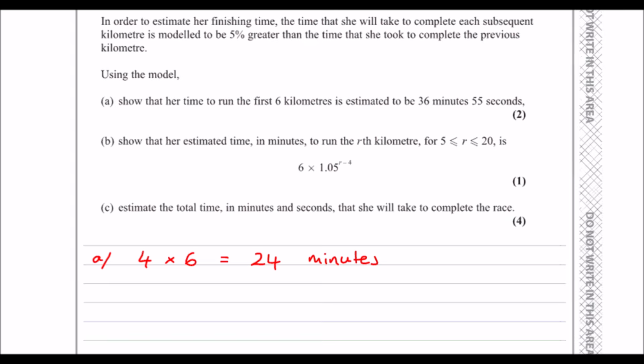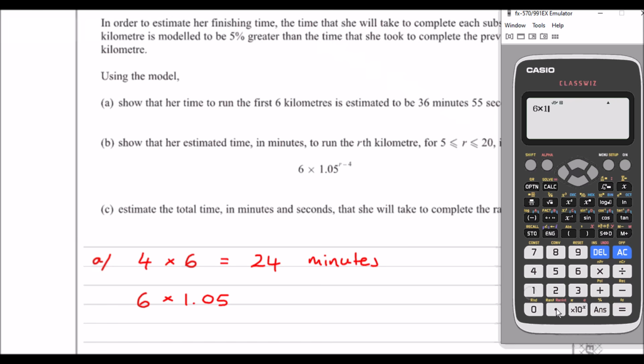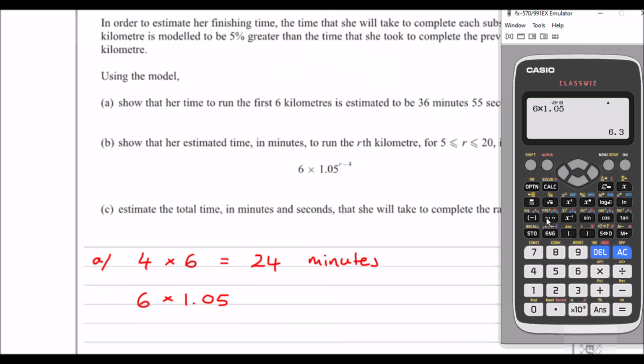So for the 5th kilometre, we've got 6 times 1.05. So it's 5% greater. To add on 5%, we can multiply by 1.05. So 6 times 1.05 is 6.3. That's 6.3 minutes. I don't like that. So I'm going to press this time button here. 6 minutes and 18 seconds. I'm going to store that.